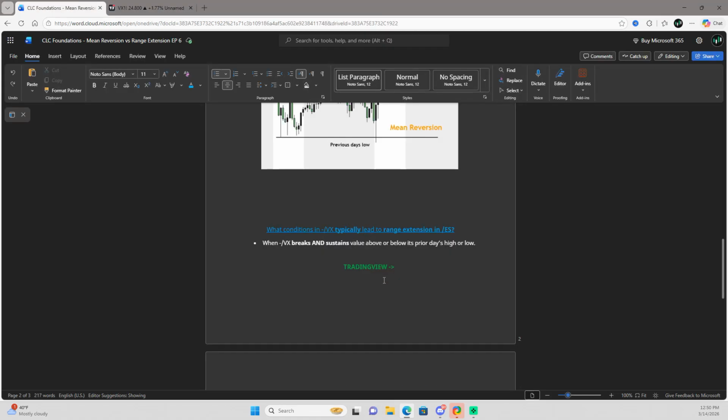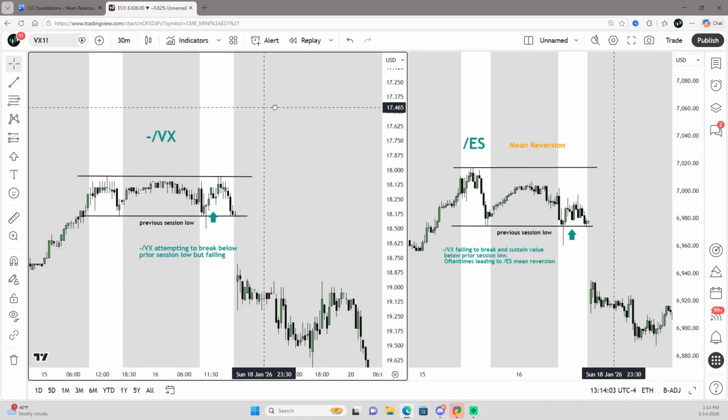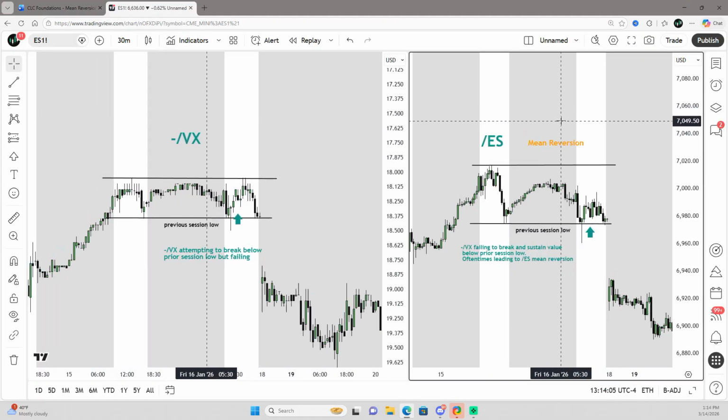And now we can move on to the mean reversion conditions. When the inverse VIX is trading within its previous day range, while ES is attempting to break beyond its previous day range, or when VIX attempts to break its previous day range and fails, then these are the two conditions that typically lead to mean reversion within ES. So now we can head over to TradingView, and I'll show you guys an example of this.